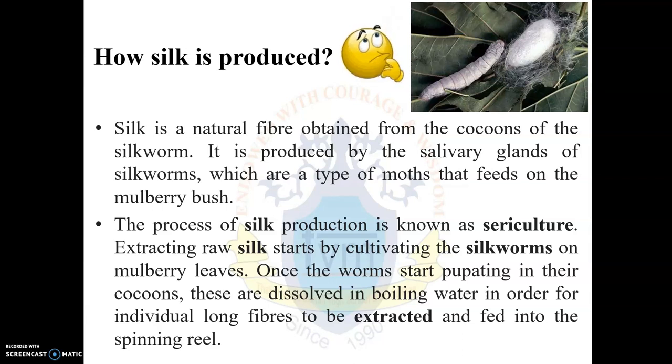Extracting raw silk starts by cultivating the silkworms on mulberry leaves. Once the worms start pupating in their cocoons, these are dissolved in boiling water in order for individual long fibers to be extracted and fed into the spinning reel. In order to understand this process clearly, let us watch one video. Are you all ready? Okay.